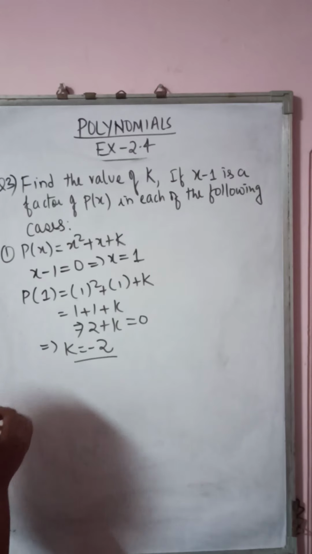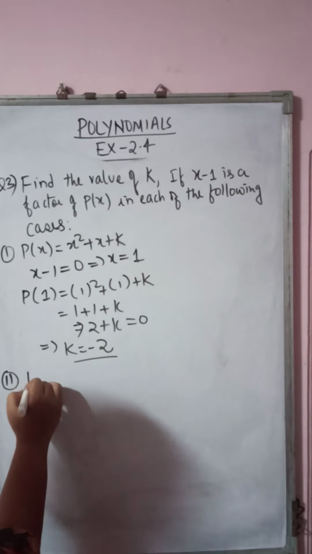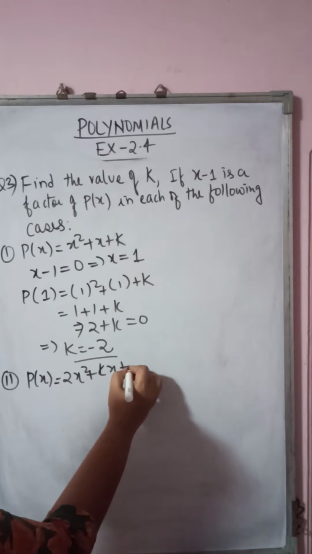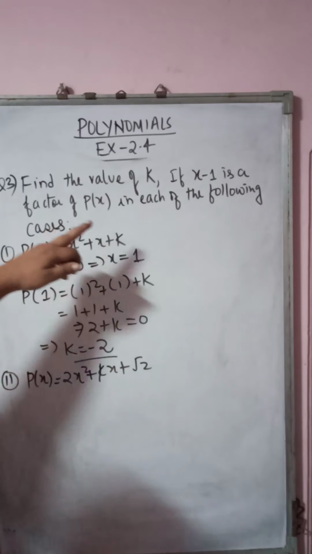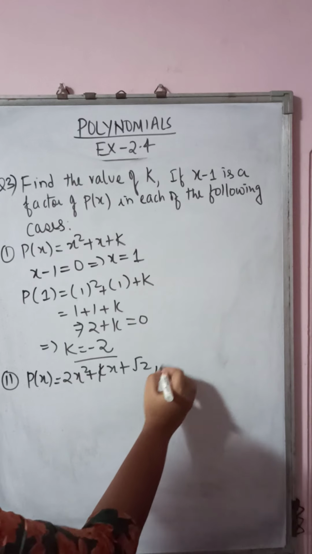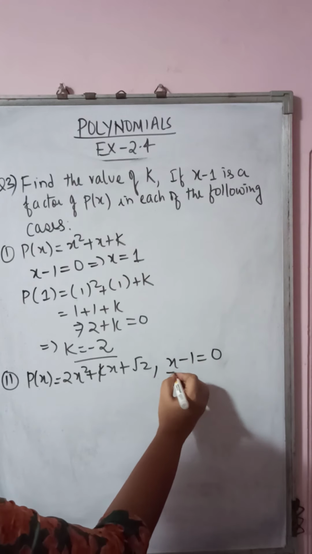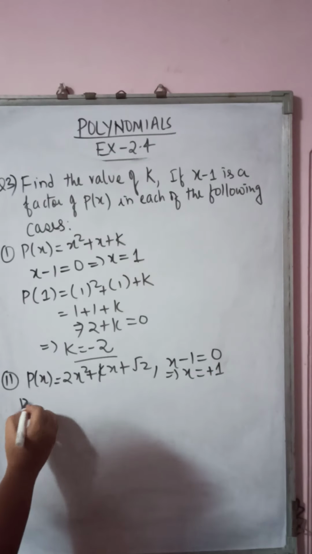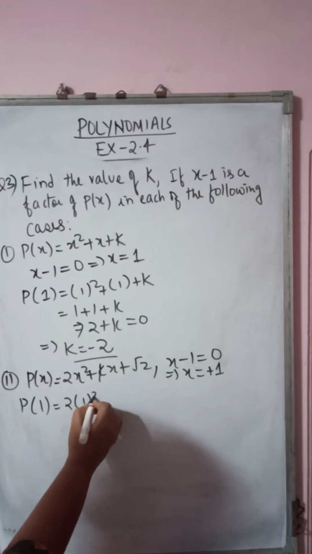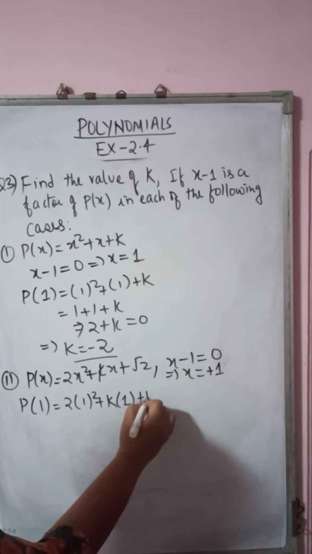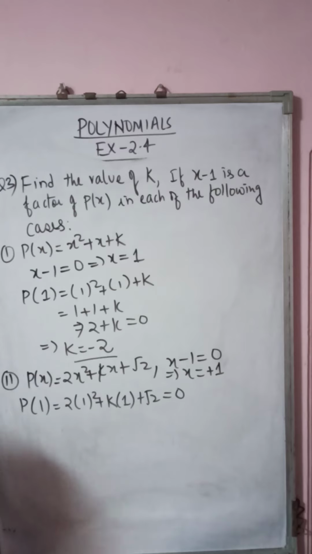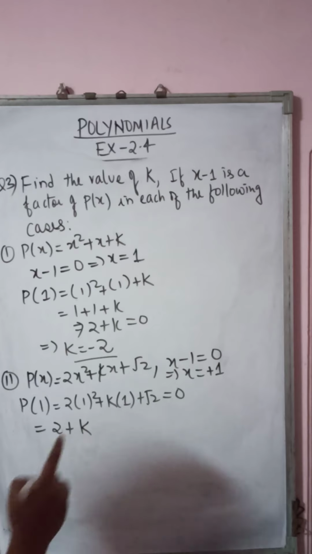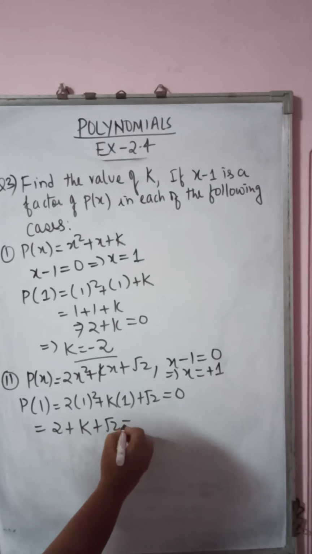Now the second one is p(x) equals 2x square plus kx plus root 2. So here also we have to find x minus 1 is a factor. So what you are going to do? x minus 1 you will equate with 0. So this implies that the value of x is equal to plus 1. Now put x is equal to plus 1 in this polynomial. So p of 1, 2 into 1 square plus k into 1 plus root 2 and equate with 0. So 2 into 1 square is 2, plus k into 1 will be k, plus root 2 is equal to 0.